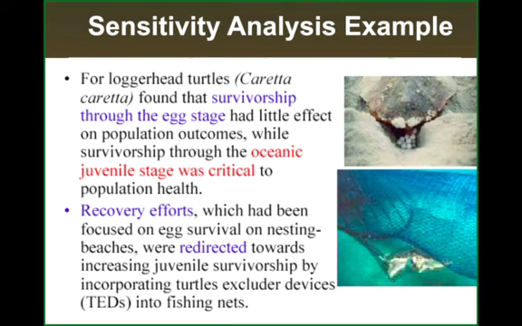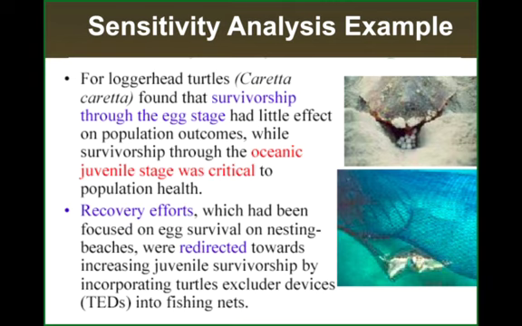researchers found that survivorship through the egg stage ended up having not very much of an effect on population outcomes. In contrast, survivorship through the oceanic juvenile stage was found to be critical to population health. Okay, so when they did a sensitivity analysis, they realized that survivorship through the egg stage, whether you had that to be low or high, didn't make much of a difference. What did matter was survivorship through the oceanic juvenile stage.